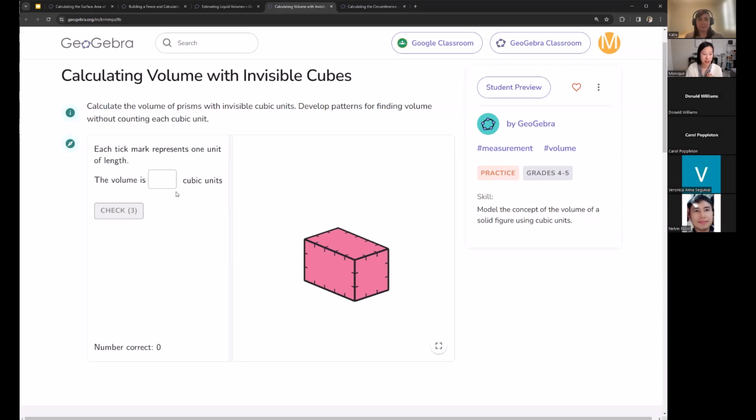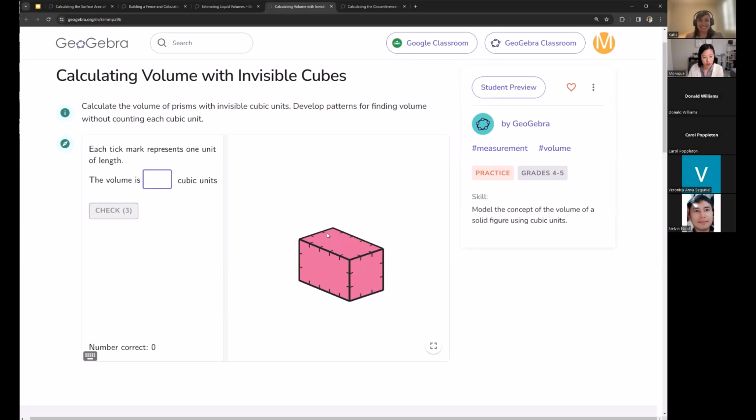But we're supposed to calculate the volume. And we're not explicitly given all of the line markings that show us how each of the faces are broken up into smaller squares, and how we can break this shape up into cubic units. But we have to be able to imagine and understand that visualization. And so the input box uses the same GeoGebra engine to calculate equivalent expressions.